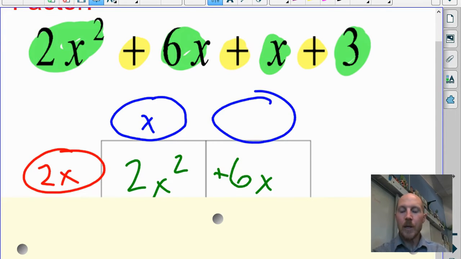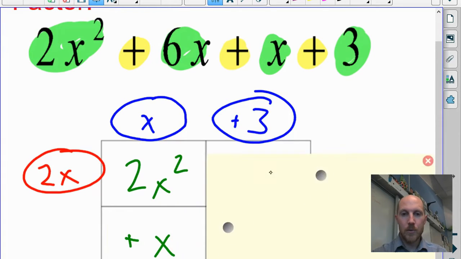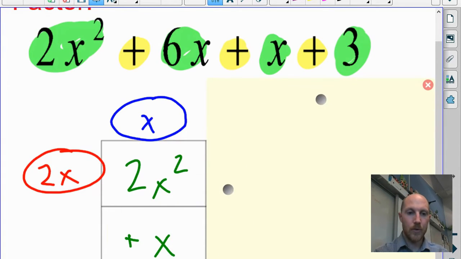Next mystery number, that red 2x multiplied by what would give us the answer of +6x? So I'd need to multiply by +3. And now we're going to go down the other side. So I need this mystery number over here in the red circle. So the blue x multiplied by what is going to give me that green answer of +x? And it would be times +1.